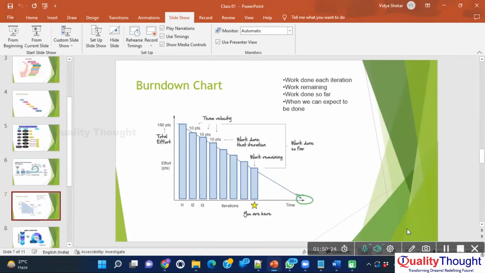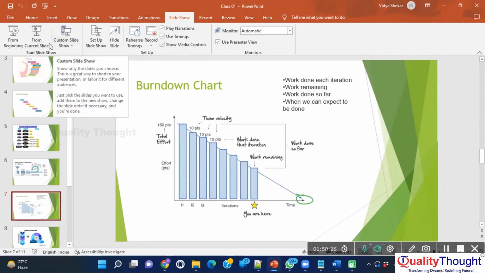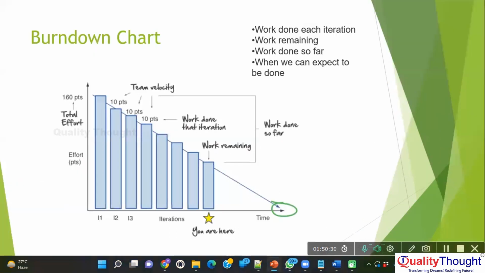Now, one most important chart from the management standpoint is the burn down chart. Any idea what you mean by a burn down chart?